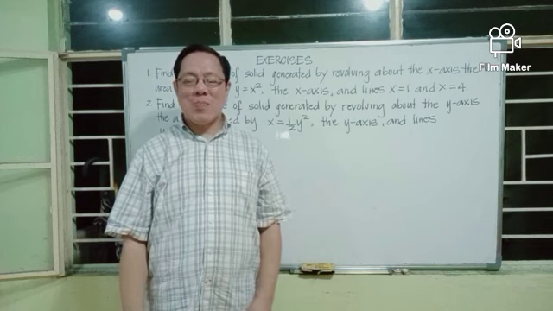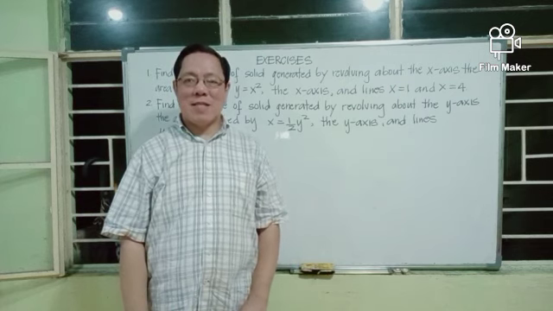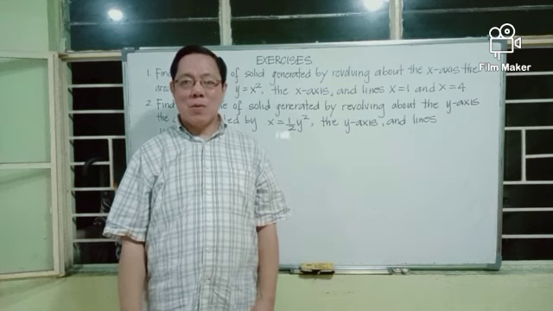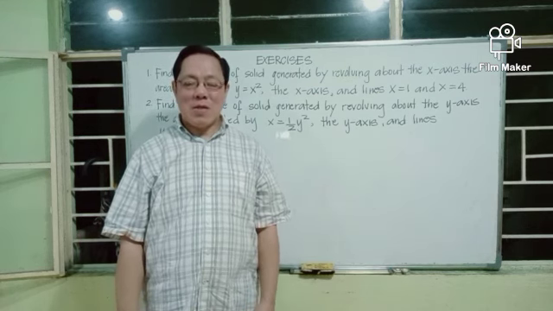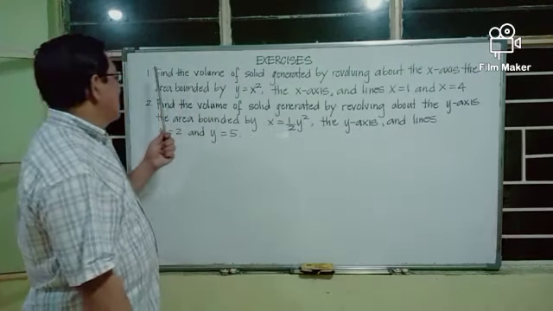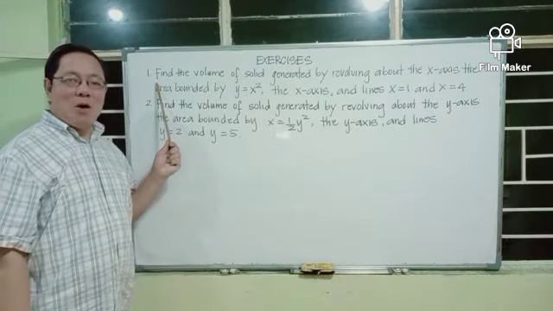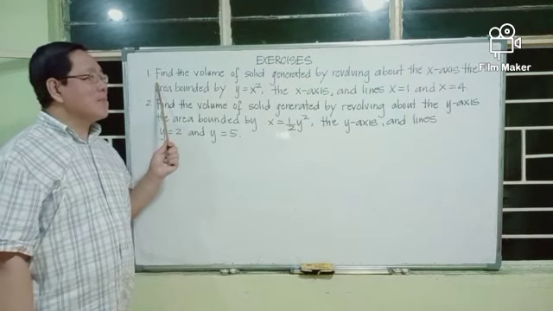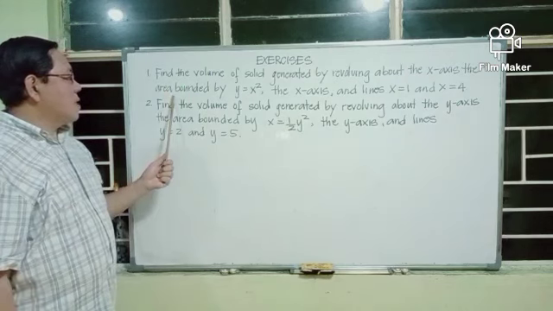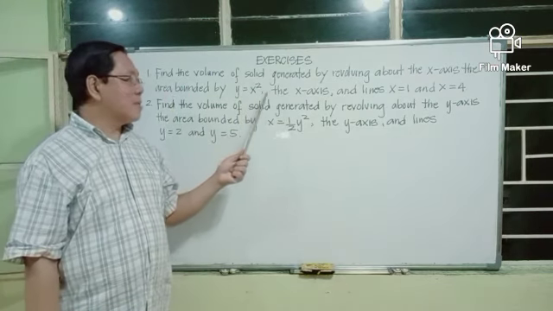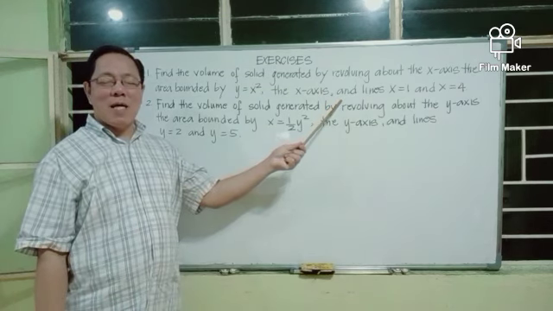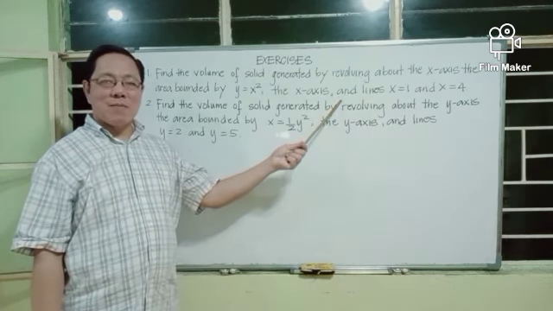For your practice, please try the following exercises. And in these exercises, you will use the disc method or circular disc method. Number 1, find the volume of the solid generated by revolving about the x-axis the area bounded by y equals x squared, the x-axis, and lines x equals 1 and x equals 4.